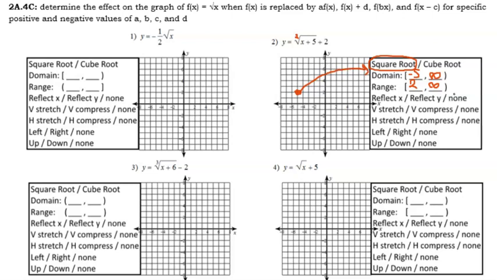From there, there is no reflection, there's no negatives or anything right here. There's no dilations. From the origin, it went to the left and it went up.